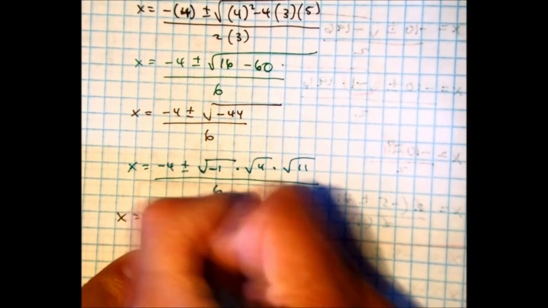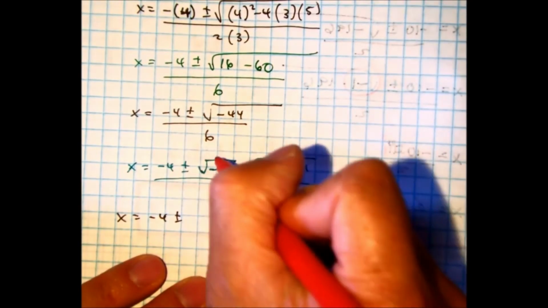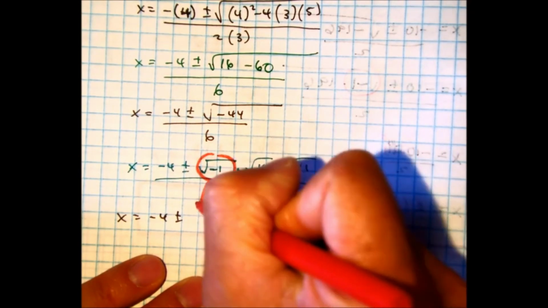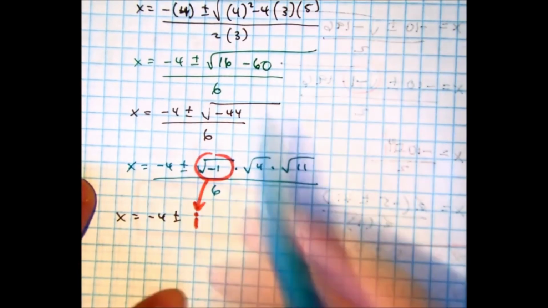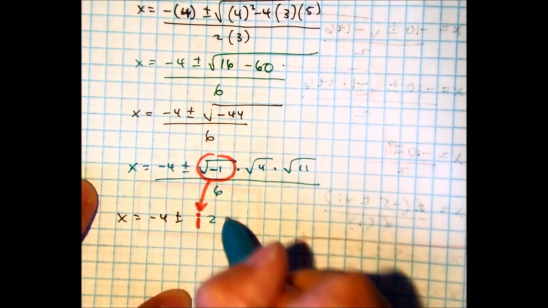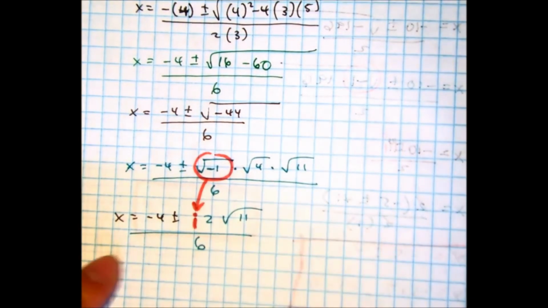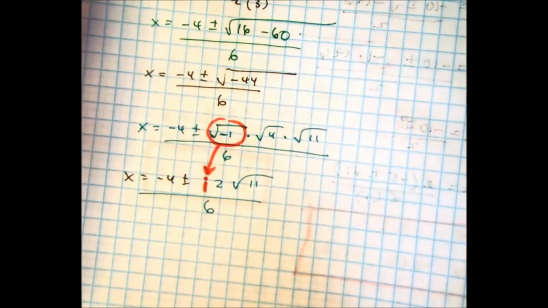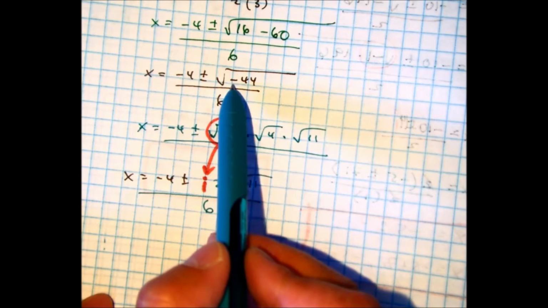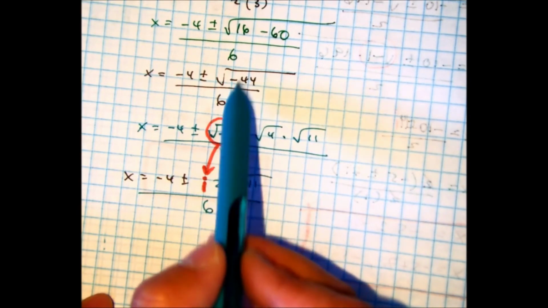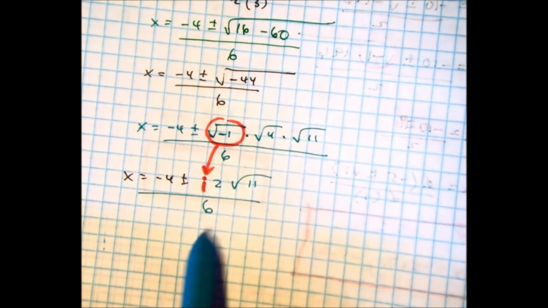So x equals negative 4 plus or minus. Class, the square root of negative 1 is i. The square root of 4? Square root 11 can't break down. And then you have the 6. So, red alert, when you see that negative discriminant, the discriminant is just a number inside the radical. If it's a negative, then you know we'll graph it real quick when we're done.